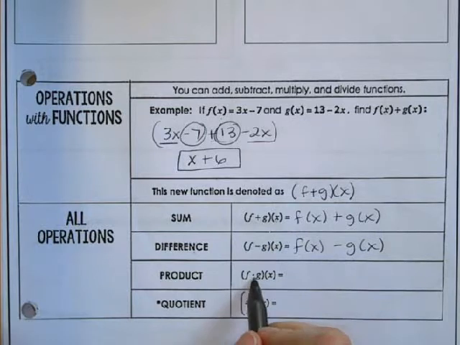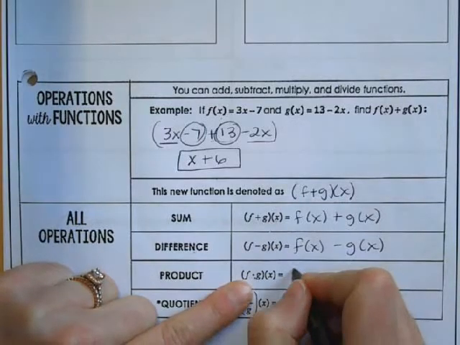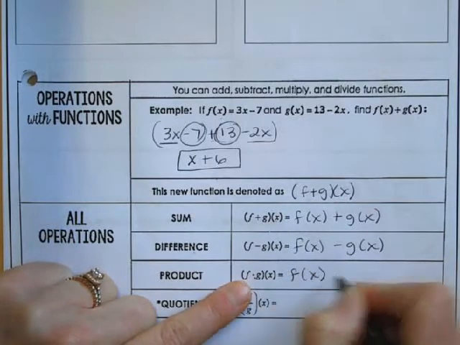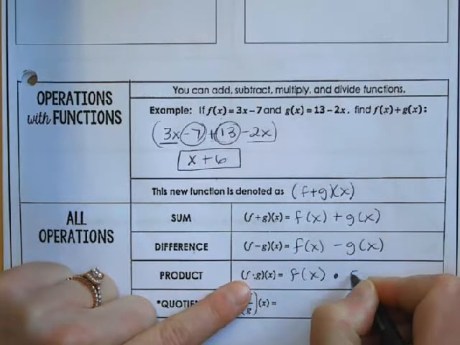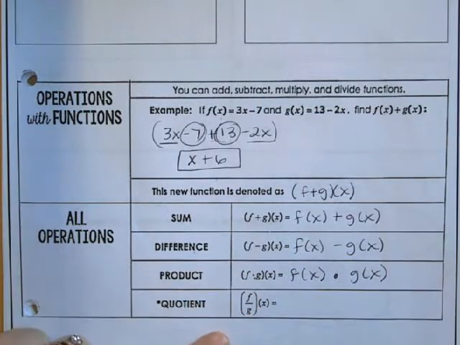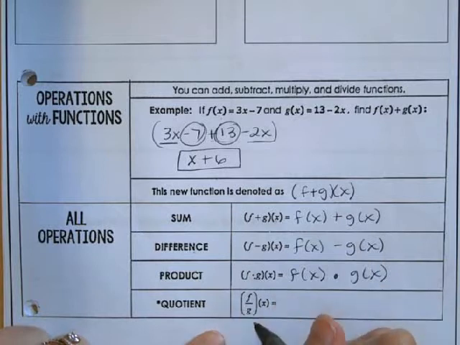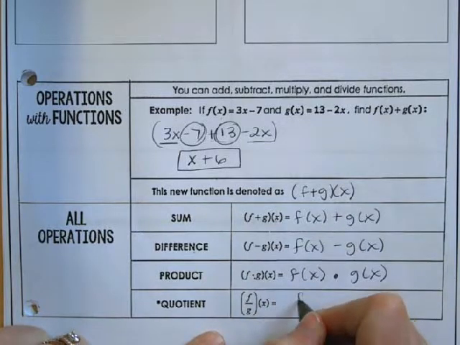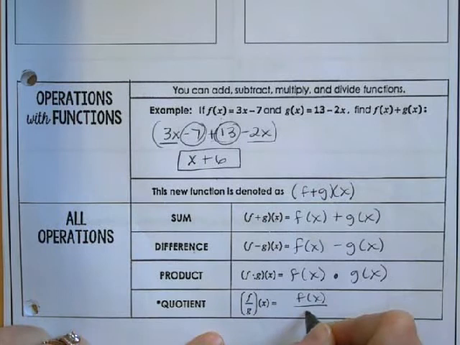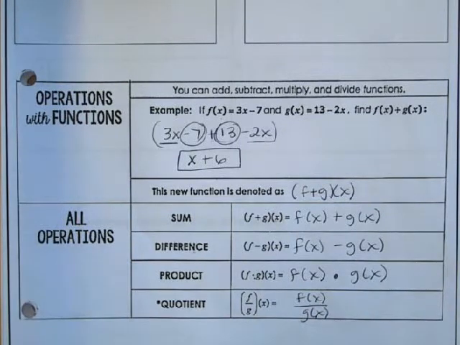Then with this little product, that means our multiplication. So we are going to do f of x times g of x. And then we have our quotient where we are dividing. So f of x is going to be in our numerator, and then our g of x will be in our denominator. Okay?